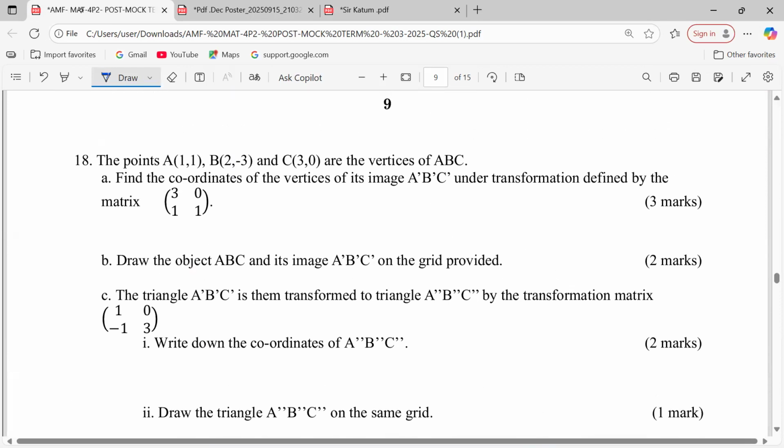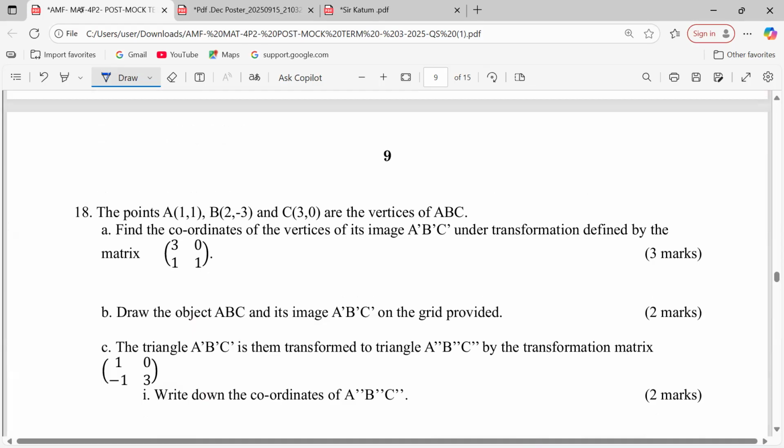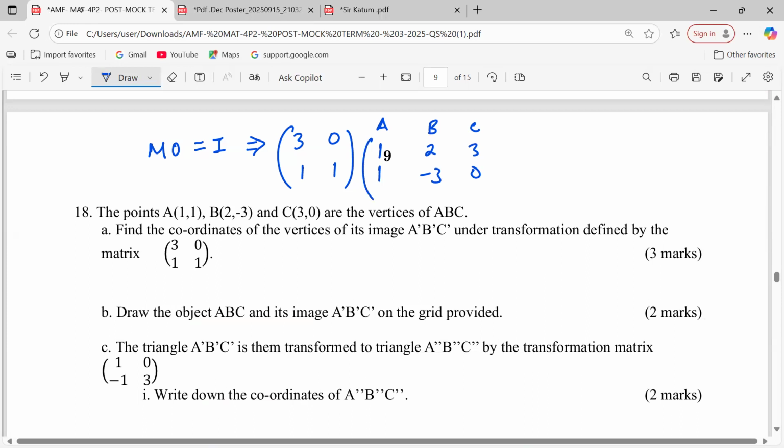Let's first find the coordinates of the image. We're supposed to know that a matrix of transformation multiplied by the object should give us the image. Thereby, we can talk of the matrix (3, 0, 1, 1) multiplied by the coordinates of A, 1, 1, as a column vector, B, 2, -2, and C, 3, 0. So now we perform this multiplication.